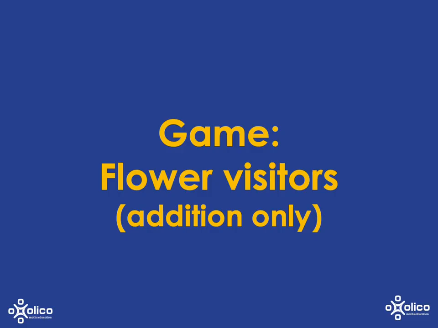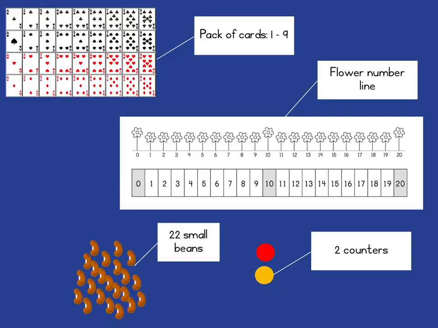We're going to have a look at the game, Flower Visitors. For this game, you'll need a pack of cards where you've removed the 10, Jack, Queen, King, and Jokers, so you just are left with the 1 through 9 cards. You also need a flower number line, 2 counters, and 22 small beans.